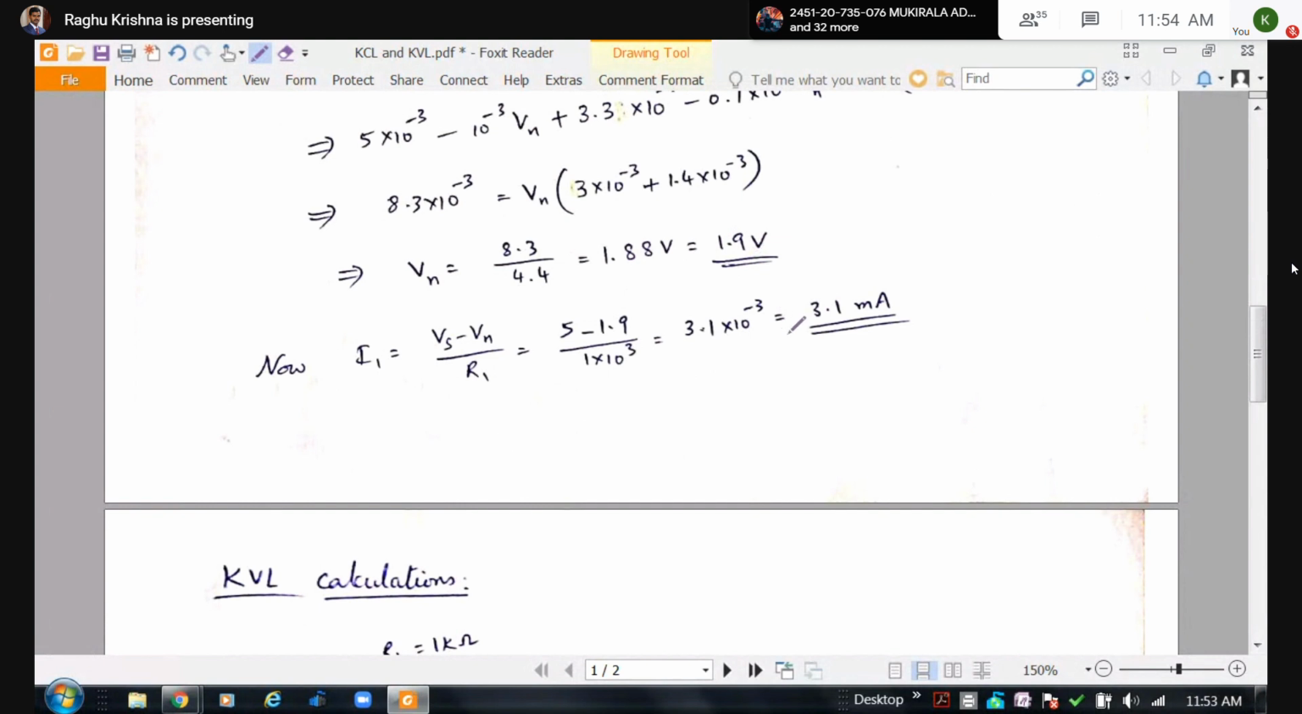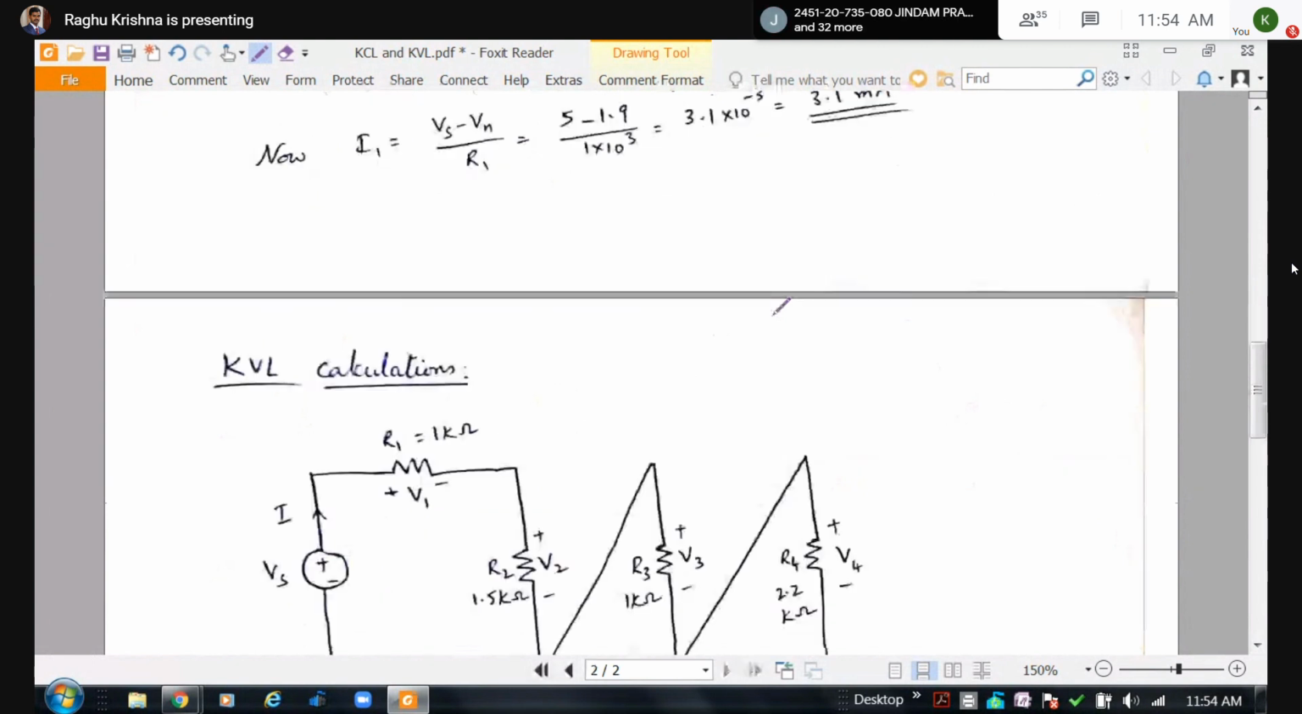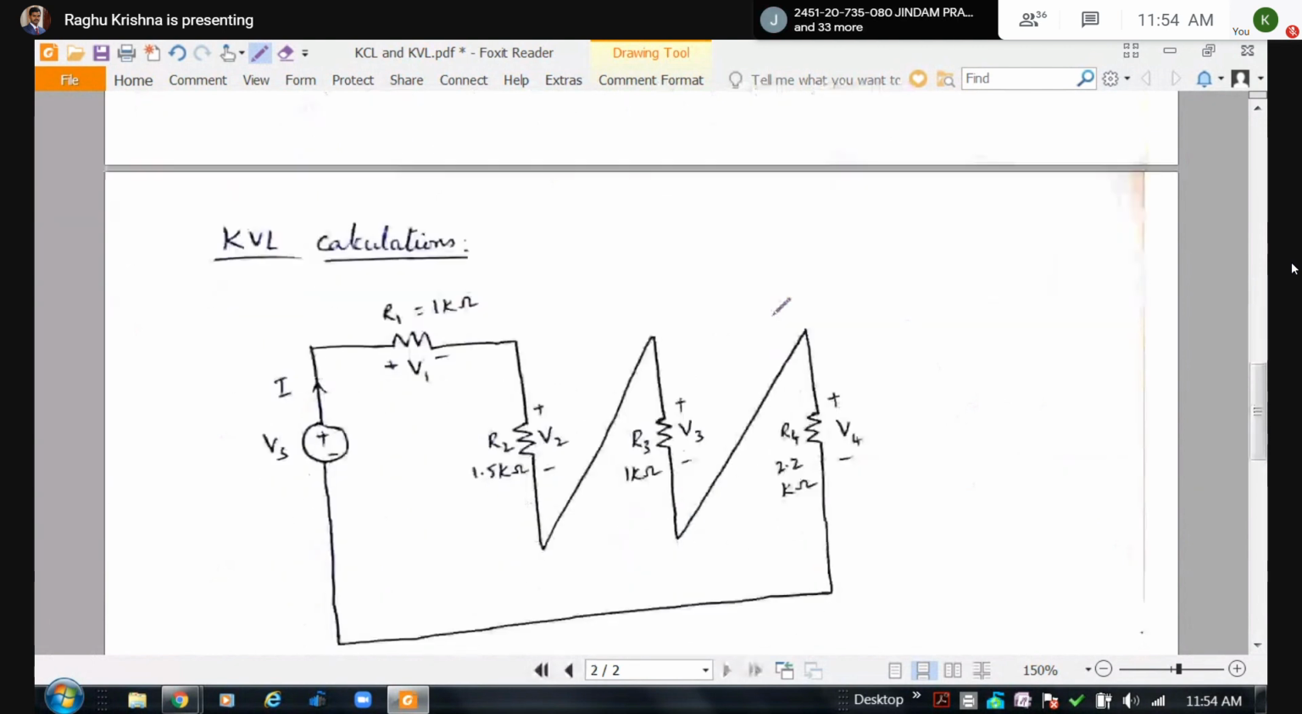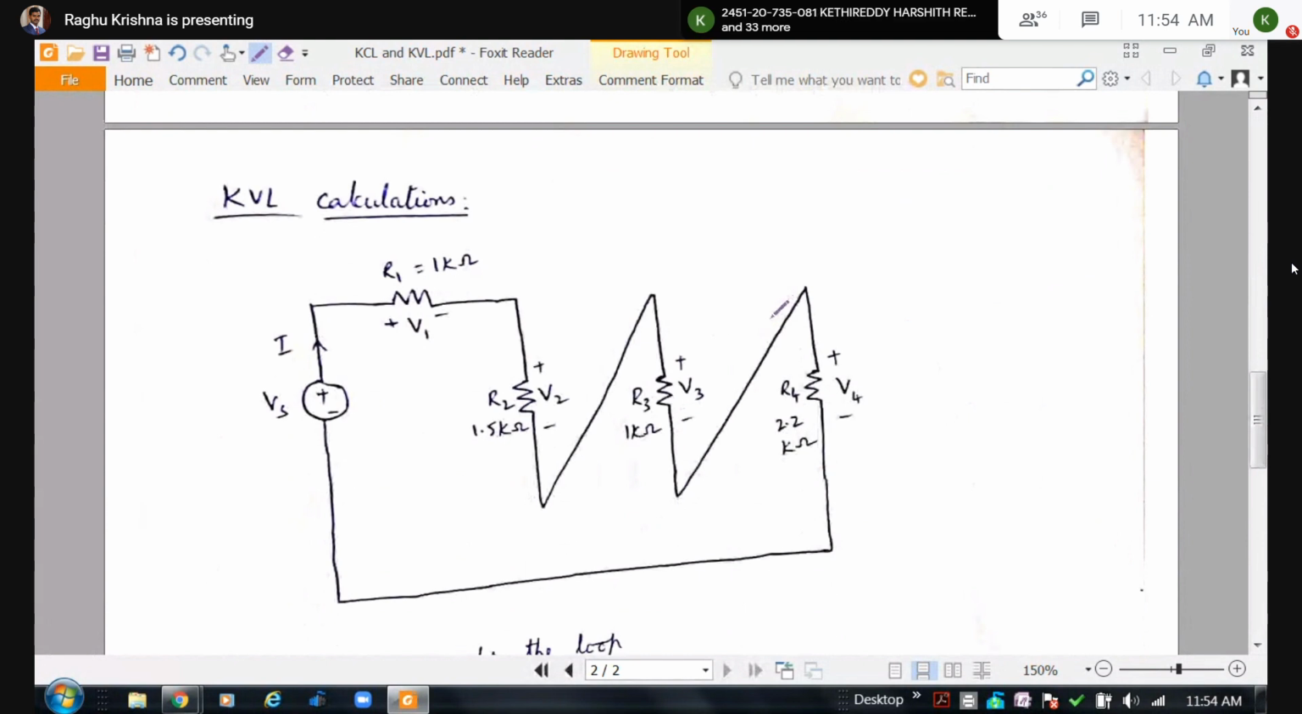Next, go for KVL. First, let us see the KVL calculations. Why I arranged this in vertical: if you draw this horizontally, R2, R3, R4 will occupy more space on the kit. I will show the kit now.